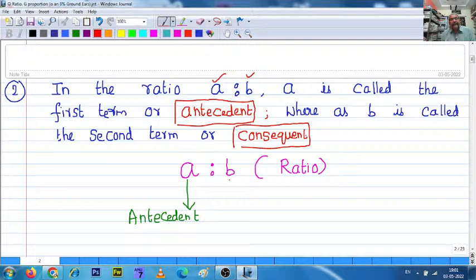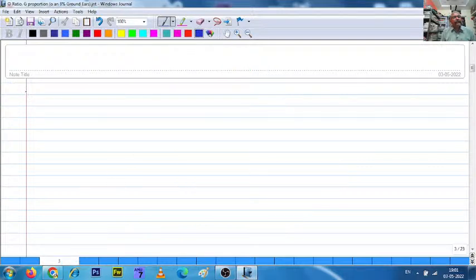Whereas B is termed as consequent. I hope it's very clear to you. Okay, so let us move to the next concept.